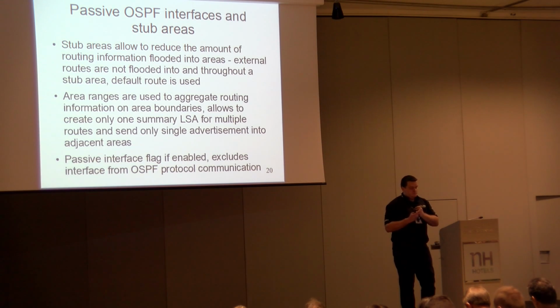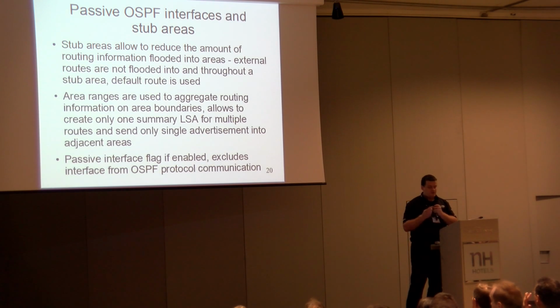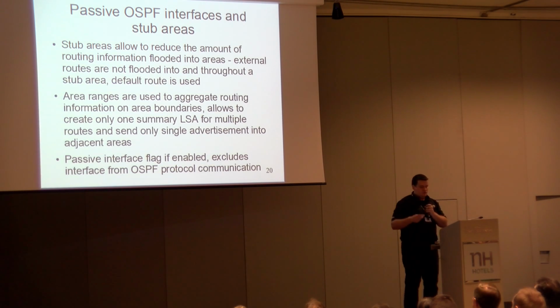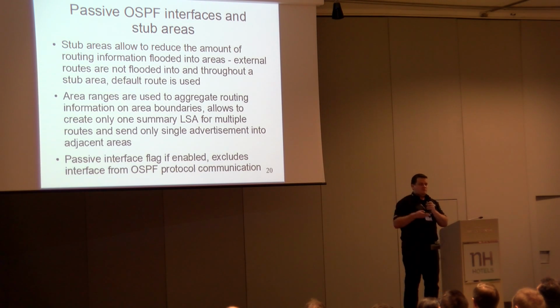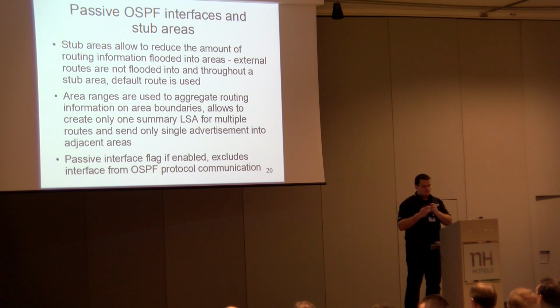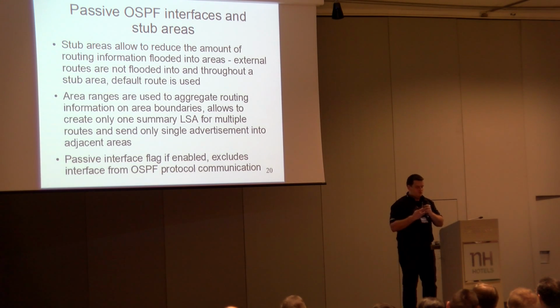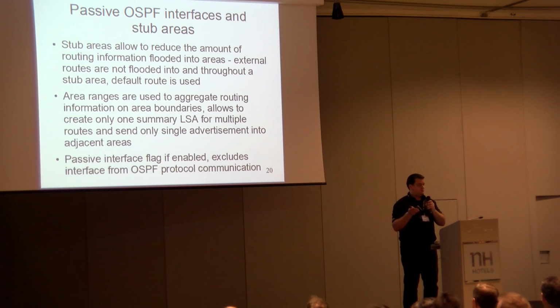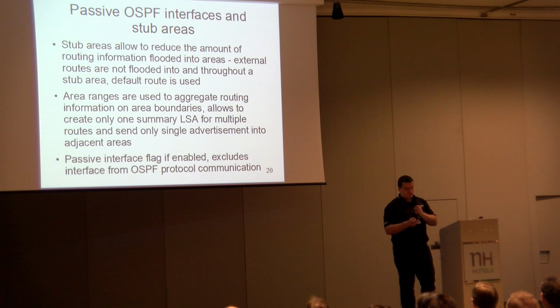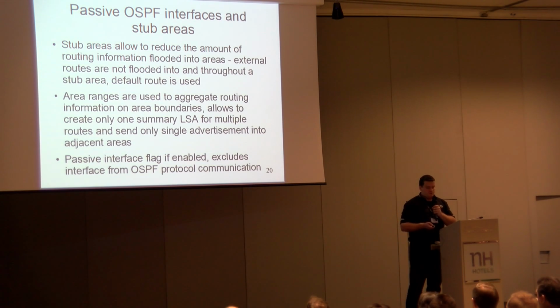A stub area allows you to aggregate, so reduce the flooded information into the area, and basically, when you are in a stub area, all the other area routes are available through the default route. But also, when you use area ranges, a feature that we have in OSPF, you can aggregate all /32 routes into one /20, which is always available. And there will be no OSPF updates floating around your network.